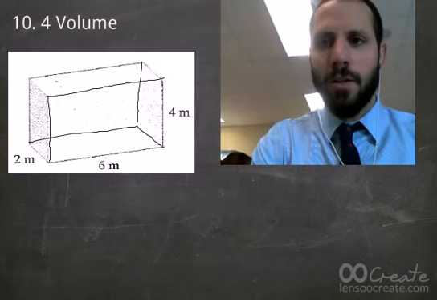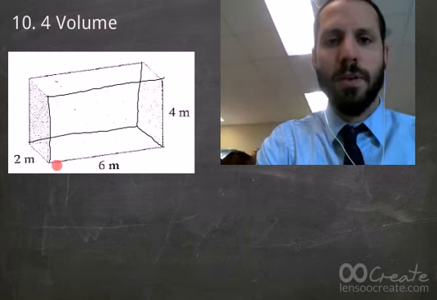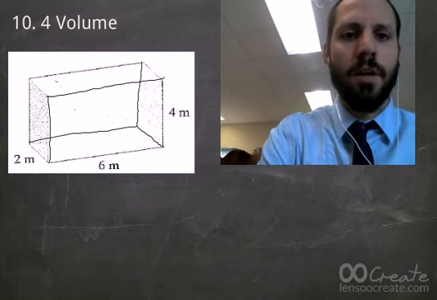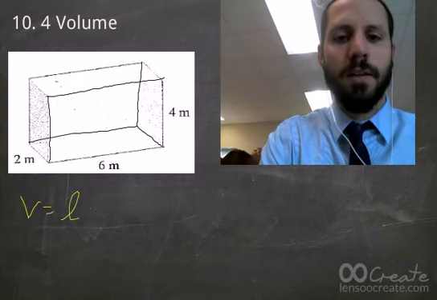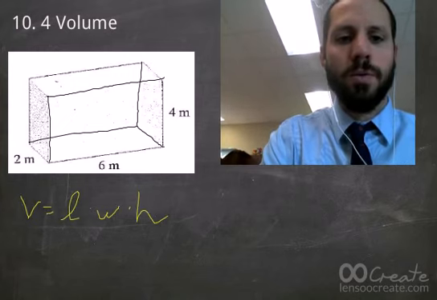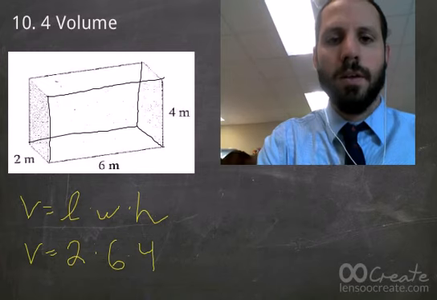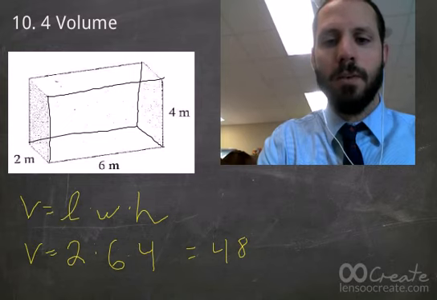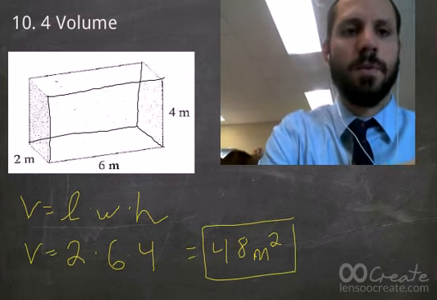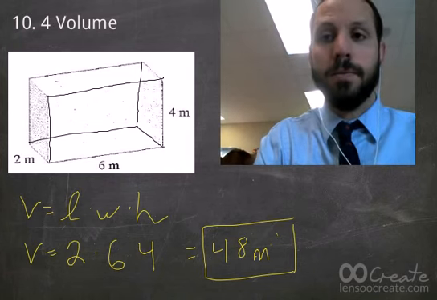All right, we've got a rectangular solid here, and I would like you to try to find the volume. Length of 2, width of 6, with a height of 4. So if our volume is length times width times height, we will go 2 times 6 times 4. So we'll have 48. And don't forget to label as meters squared. Let's call that 3 dimensions, so let's call that meters cubed.